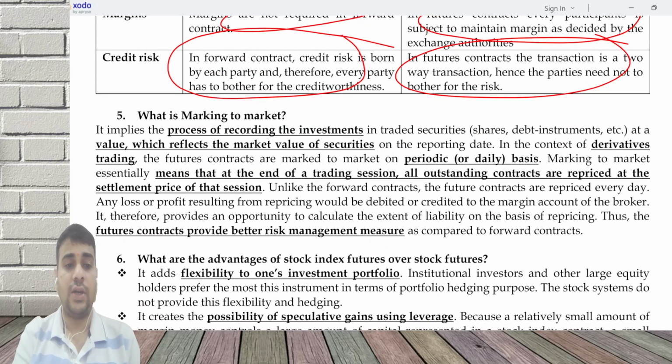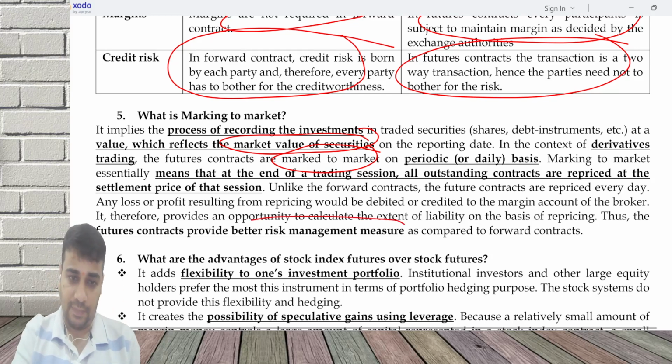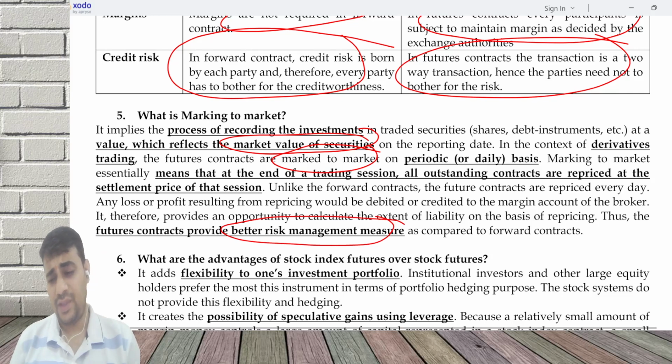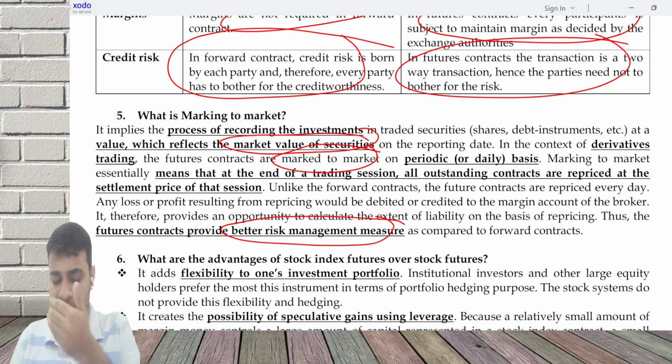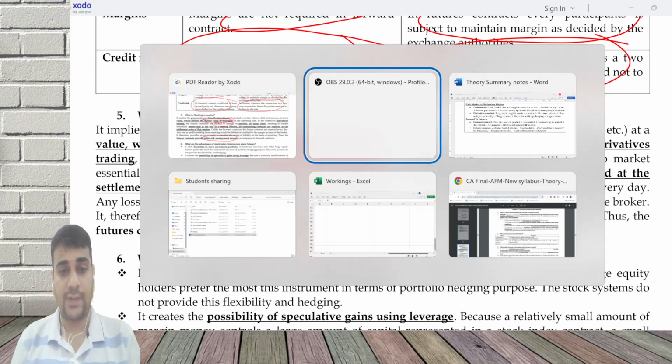Recording the transaction at a value which reflects the market value of the security. Futures contracts are marked to market on a daily basis. All outstanding contracts are repriced. So they say futures provide a better risk management measure, because in a forward contract we don't do this, and because of this, there is default risk. Default risk exists in the case of a forward contract. In futures we do not have that default risk.